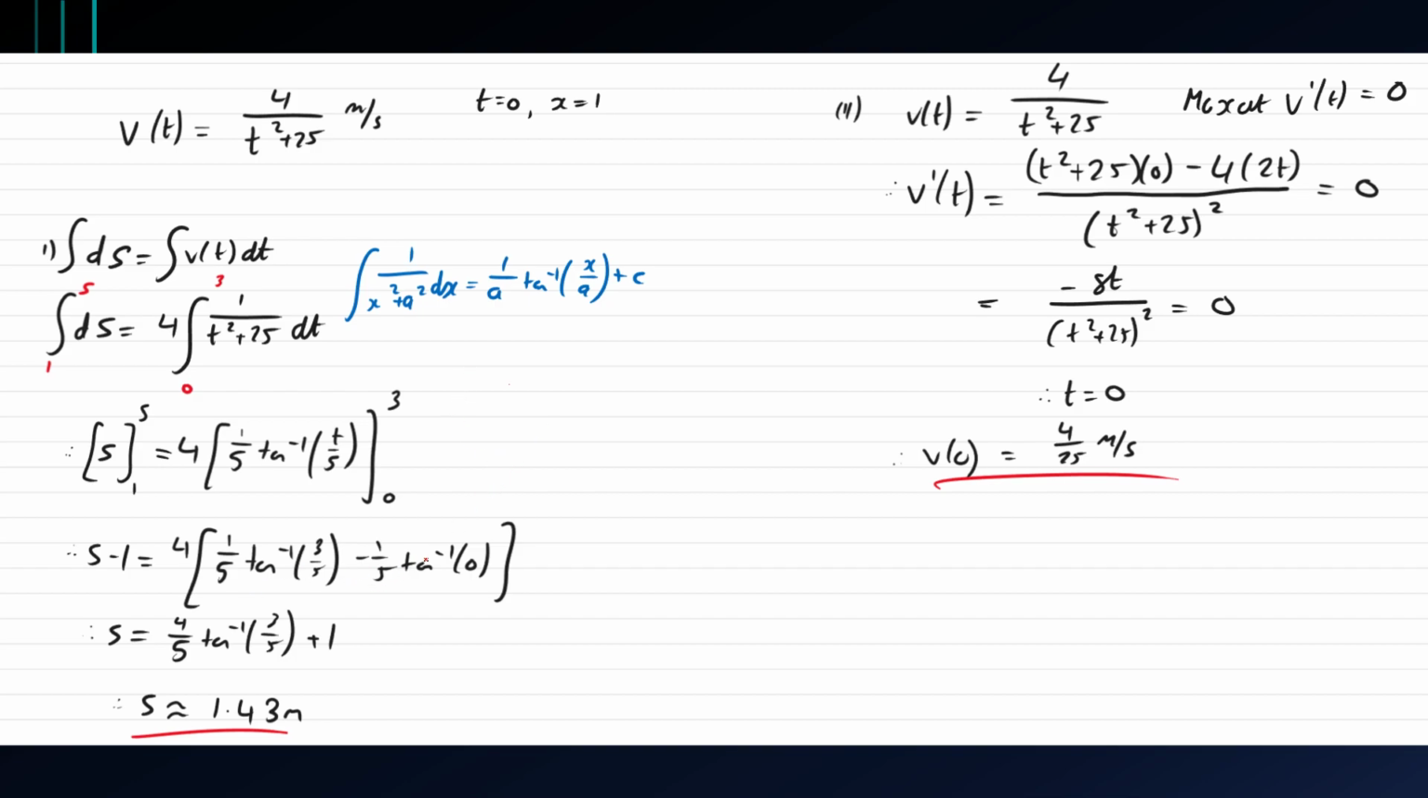So we can substitute it all in. Tan inverse of 0 is 0, so that was gone, and we just have, adding 1 after it, we get 4/5 tan inverse of 3/5 plus 1, which is about 1.43 meters after 3 seconds. So if you managed to get that, very well done.